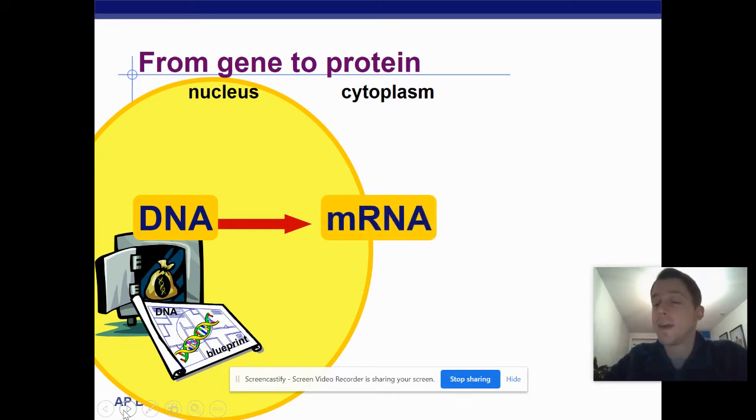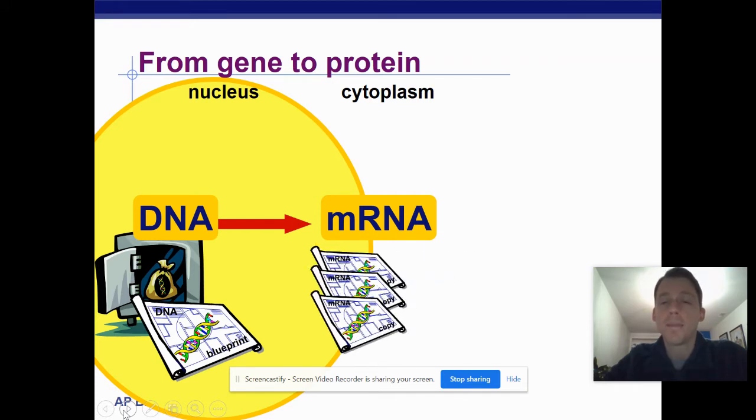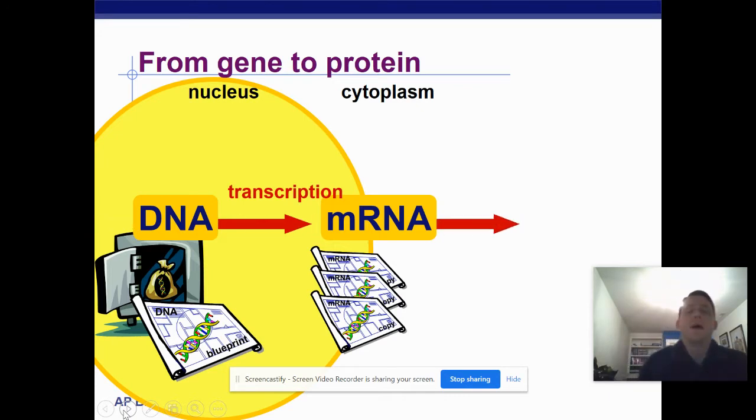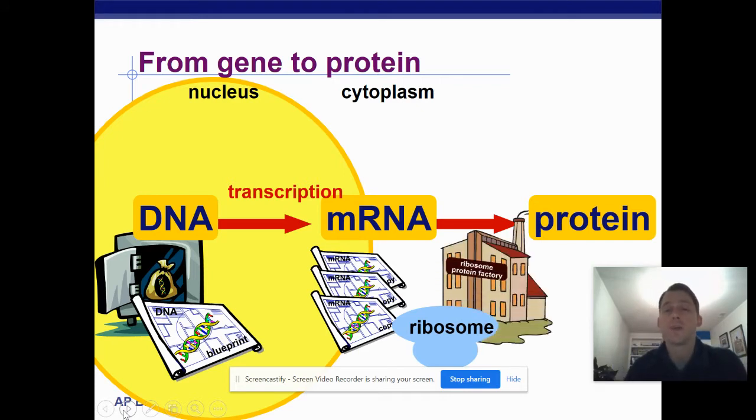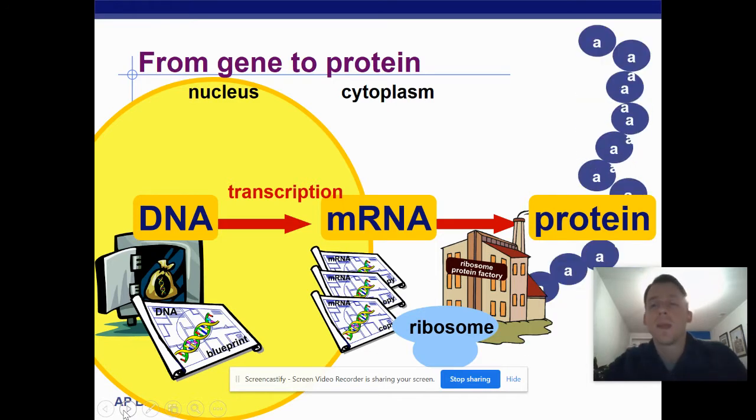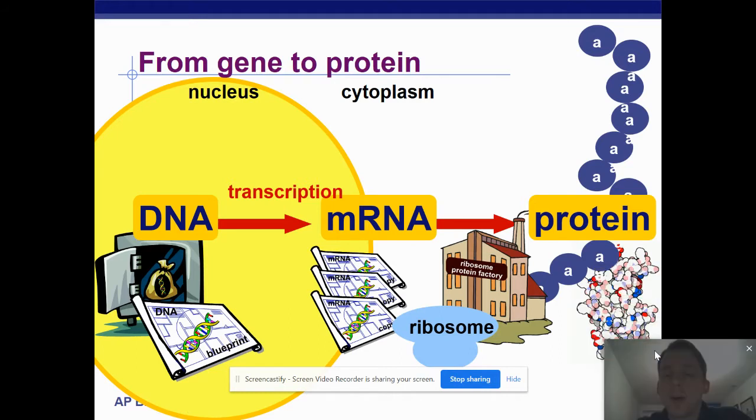mRNA is capable of leaving the nucleus. mRNA basically is the copies of DNA. It's the DNA's message. That's a process called transcription that makes mRNA. Once it leaves the nucleus and goes into the cytoplasm, mRNA is going to produce proteins using a ribosome. A ribosome is a protein factory. The mRNA that meets up with the ribosome is going to make our long protein chains that we learned about earlier in the year. That's going to be caused by a process called translation.